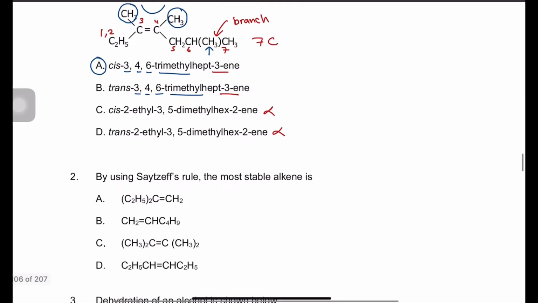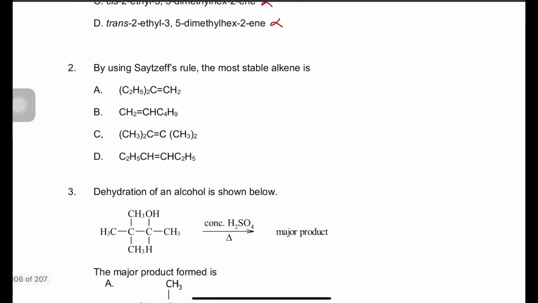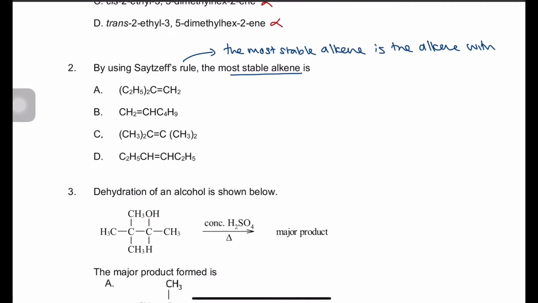Right, let's go on to question number 2. So by using Zaitsev's rule, identify the most stable alkene. So what did Zaitsev's rule say? You must recall that Zaitsev's rule said that the most stable alkene is the alkene with the most number of alkyl groups attached to the carbon at the carbon-carbon double bond.